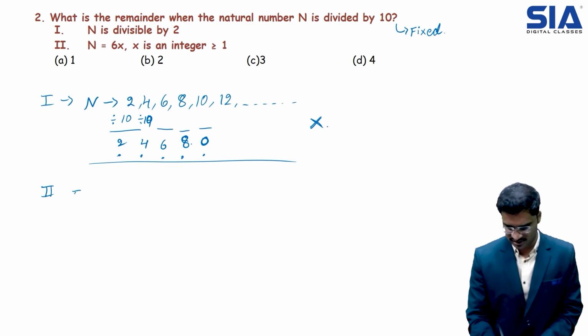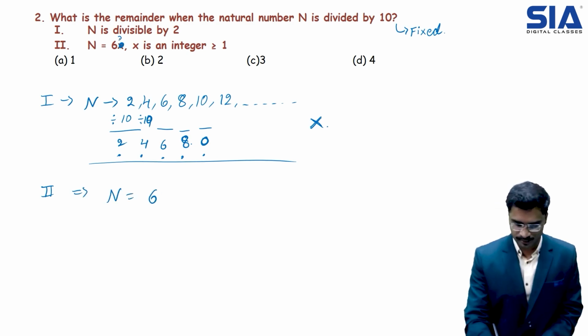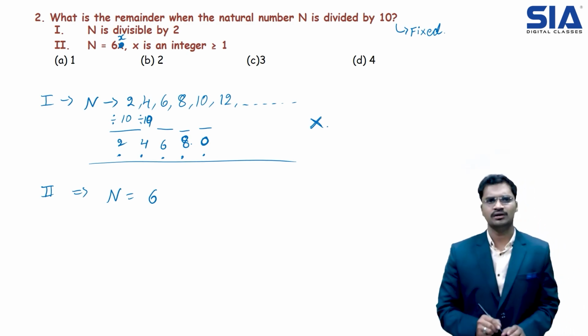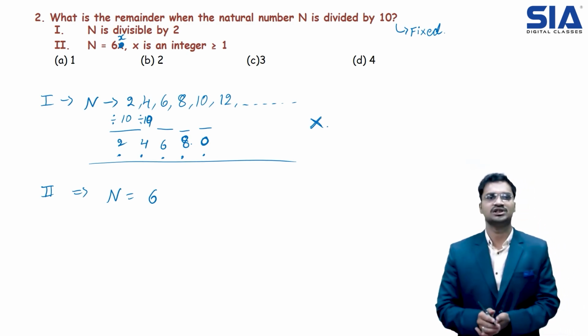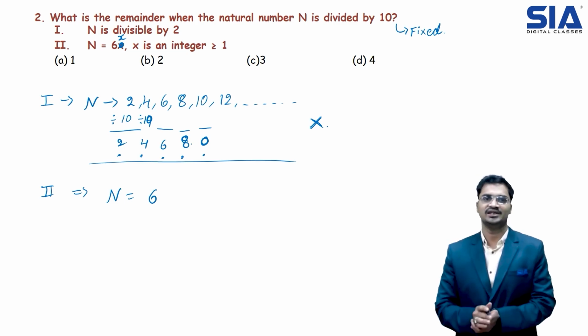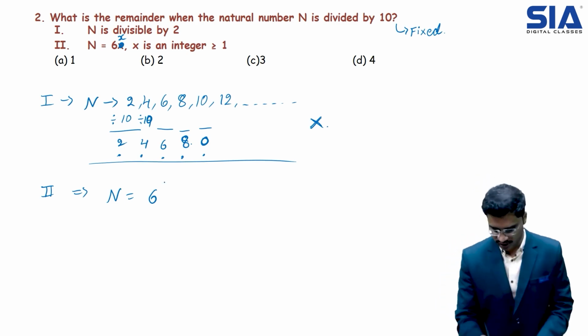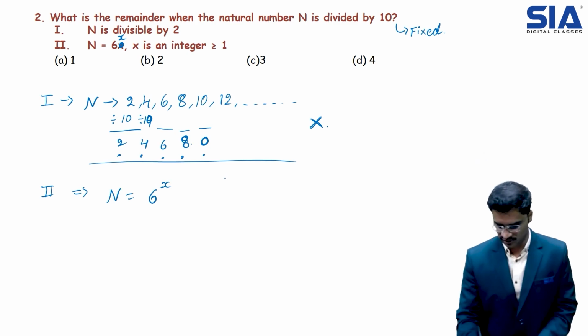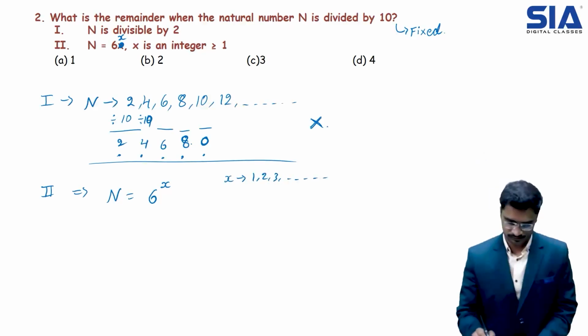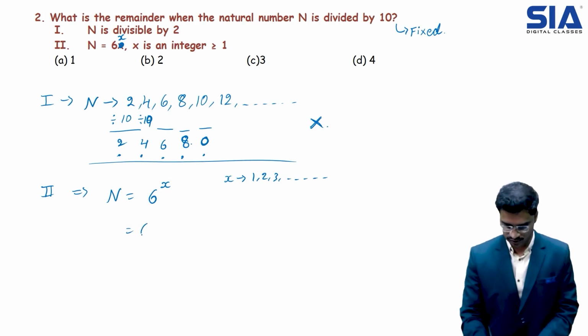The second statement says that n is equal to 6 to the power of x, where x is an integer greater than or equal to 1. So here x should be in the power. n is given as 6 to the power of x, where x can be 1, 2, 3, and so on. So let us substitute x as 1. If x is 1, then the n value becomes 6.